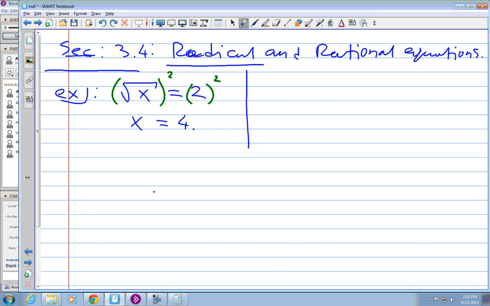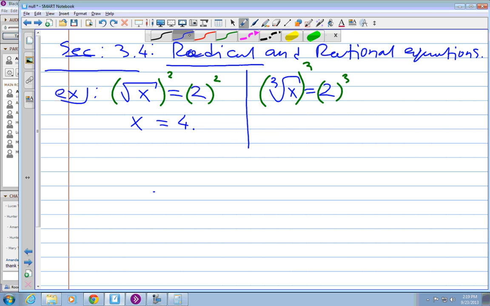What if we had a cube root? Cube root of x equals 2. How would you go about that? That looks reasonable again, because if you take a cube root and you cube it, you'll get x equals 8. Okay? Very reasonable, right?